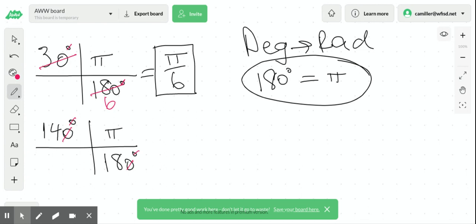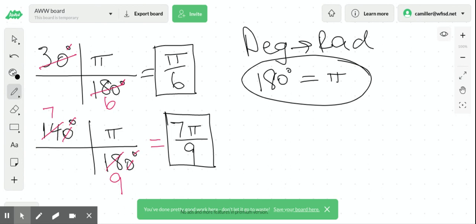So I've reduced them both by 10. I took off the 0. And then now 14 and 18, I can reduce those both by 2. So that's going to give me a 7 and a 9. So what we have left is I have a 7 on top and a pi on top, and I have a 9 on the bottom. So 7 pi over 9. 140 degrees is the same as 7 pi over 9.